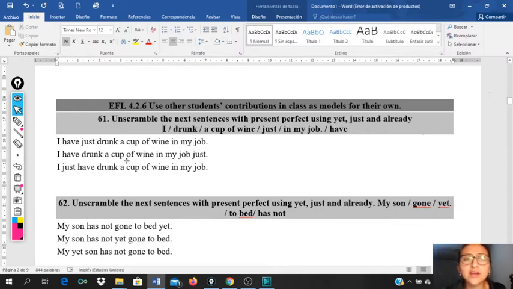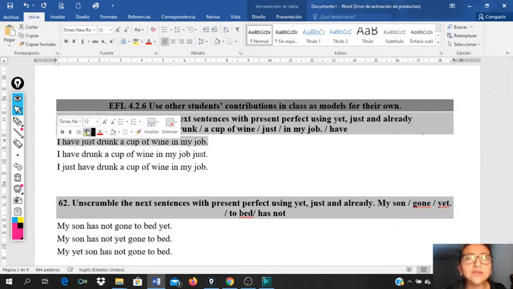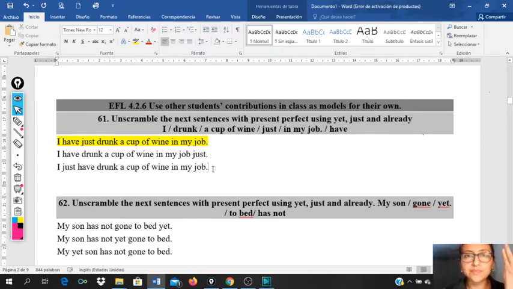I have drunk a cup of wine in my job just, or I just have drunk. Very good. Remember, just and already, we have to use in the middle, between the auxiliary and the verb. And yet we are going to use at the end of the sentence, okay?